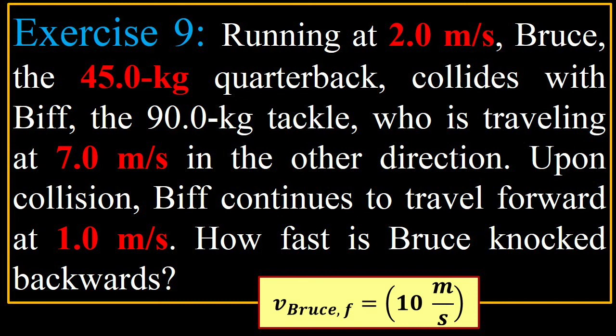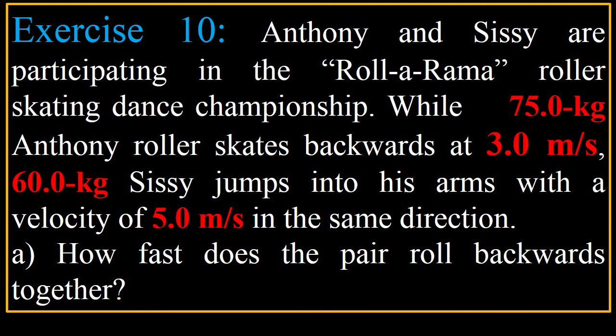Okay, and now exercise 10. Anthony and Sissy are participating in the Roll-a-Rama roller skating dance championship, while 75-kilogram Anthony roller skates backwards at 3 meters per second. 60-kilogram Sissy jumps into his arms with a velocity of 5 meters per second in the same direction. How fast does the pair roll backwards together?